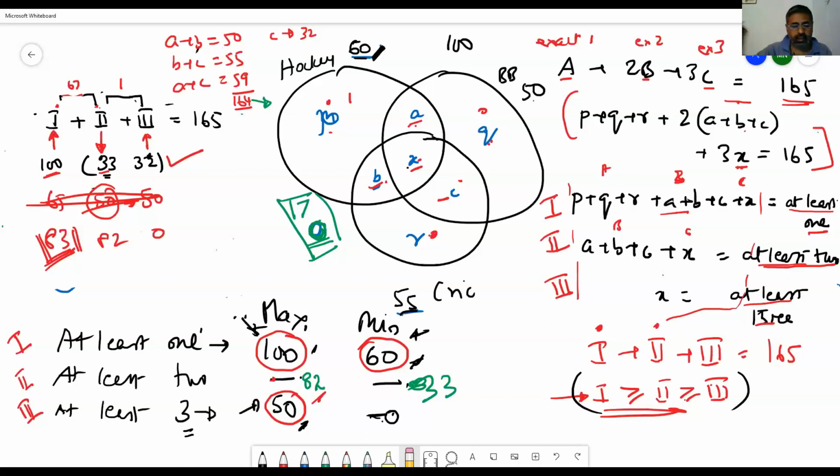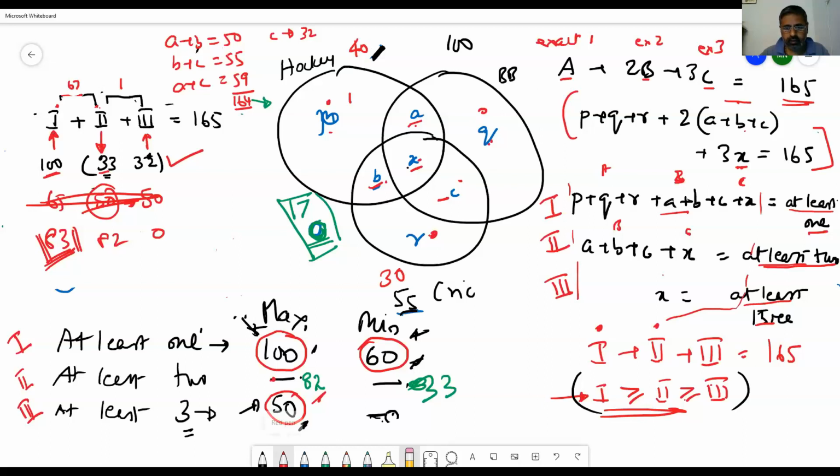And see, it is not necessary that this will be 0. It's not necessary. Suppose we take some smaller values here, then you might have a problem. Let's say I take this as 40, let's say 35, and let's say 30. Okay, so the smallest value will be 30. I'm taking this as 35.